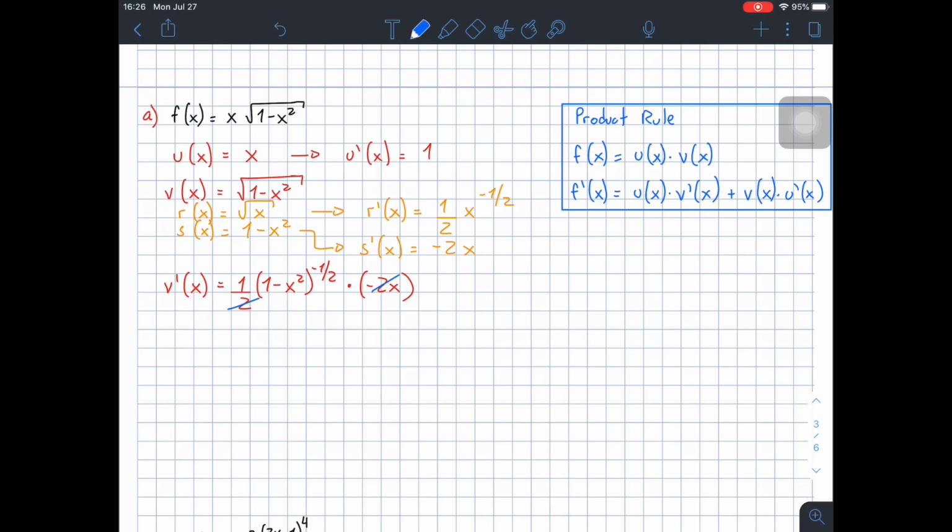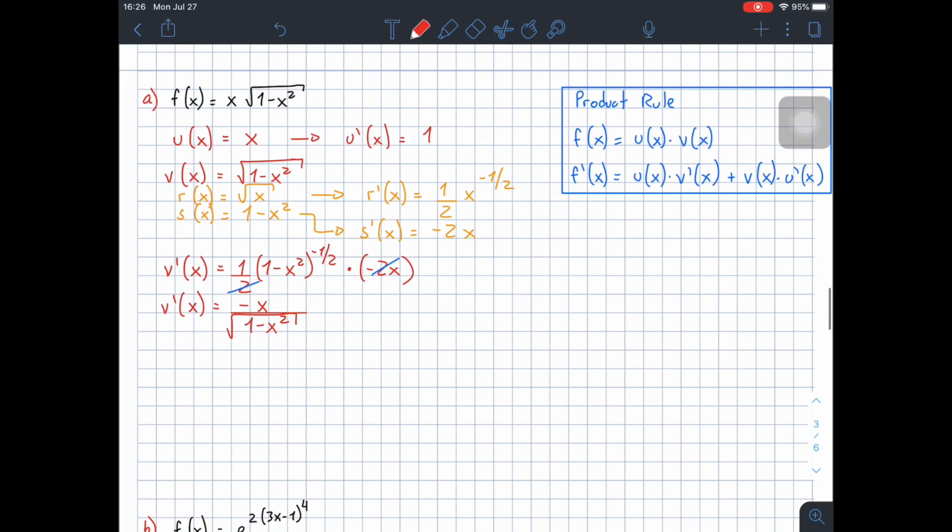And that's it. So v prime of x is equal to negative x over, because I have a negative exponent here, over the square root of 1 minus x squared. Okay, there's nothing else I can do here, so this would be the derivative of function v.